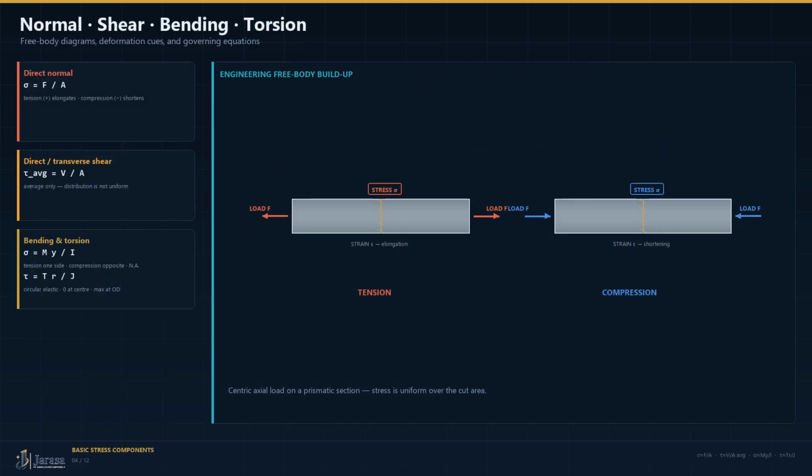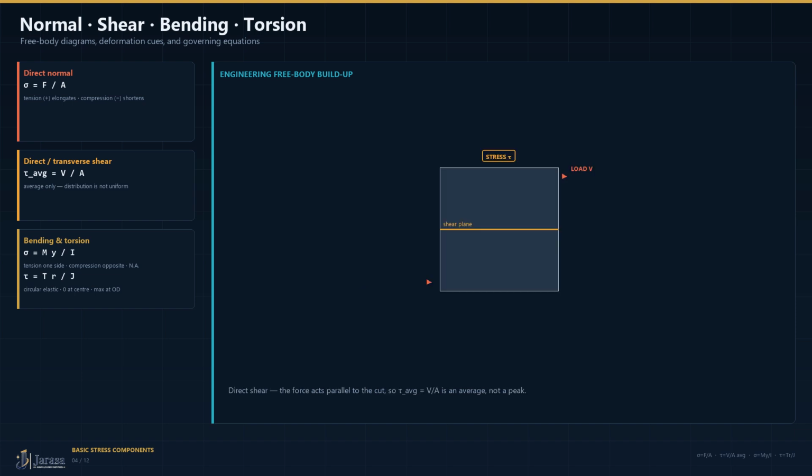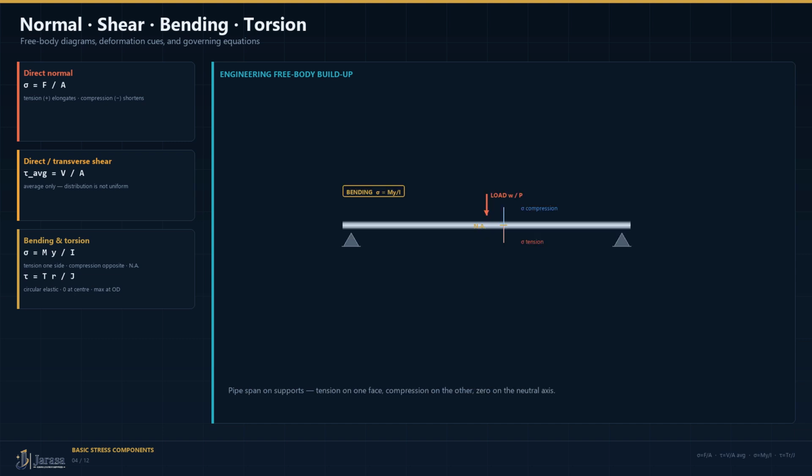Start with direct normal stress. Axial tension or compression gives sigma equals F over A, uniform if the load is centric and the section is prismatic. Tension elongates, compression shortens. Direct shear is different, the force is parallel to the cut, and tau average equals V over A, that average is only a starting estimate. Transverse shear in beams is distributed through the depth, peaking near the neutral axis for a rectangular section.